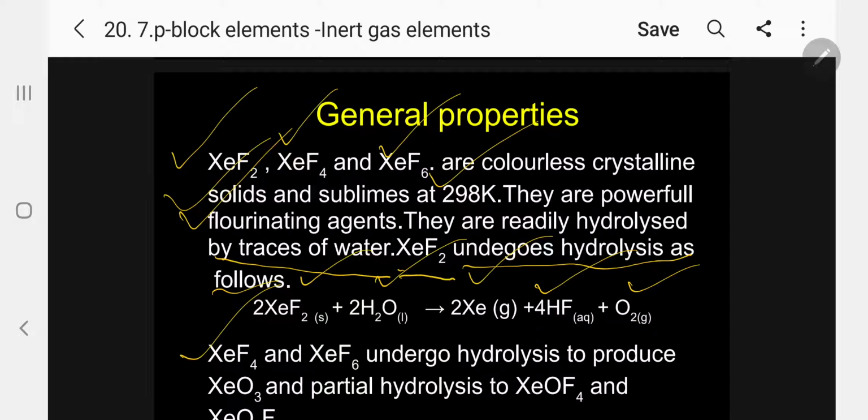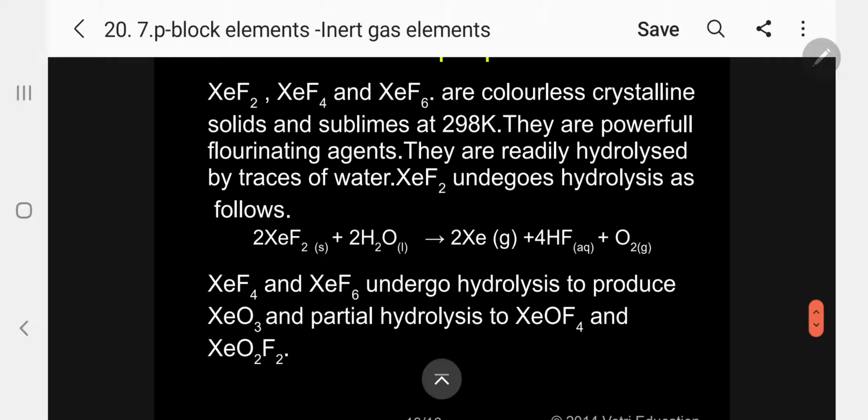XeF4 and XeF6 undergo hydrolysis to produce the corresponding XeO3, and partial hydrolysis gives different compounds, XeOF4 and XeO2F2. Kindly follow.